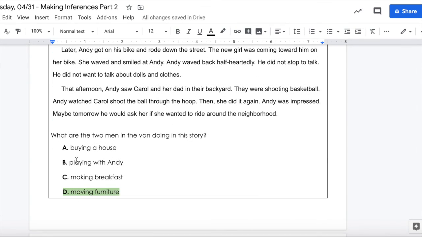So let's look at the options for this question. A, the two men in the van are buying a house. No, they did not belong to the family that had bought the house, so that would not be a good answer. B, playing with Andy. Nowhere in the text does it say that those two men were interacting with Andy. Andy simply looked out his window and saw those men. C, making breakfast. Nowhere in the text does it talk about breakfast, so that would not be a good answer. D, moving furniture. Does this fit our inference that those men are movers in a moving van? Yes. So the correct answer for this question is D, moving furniture.